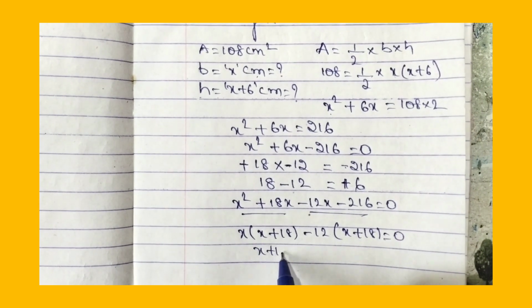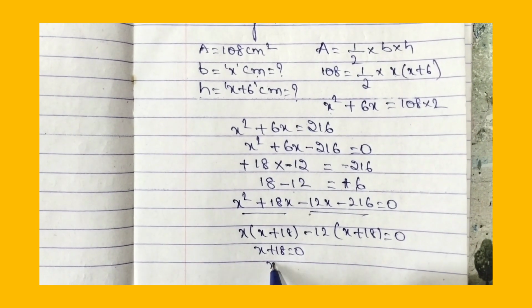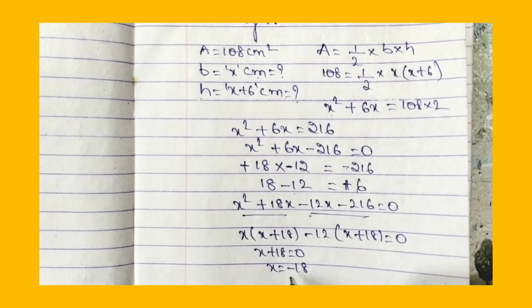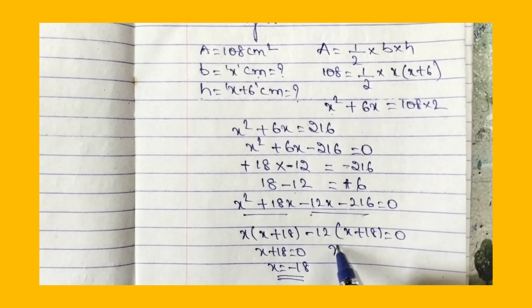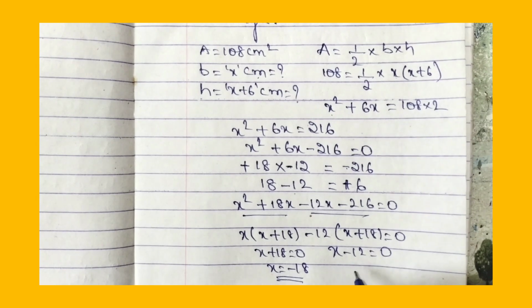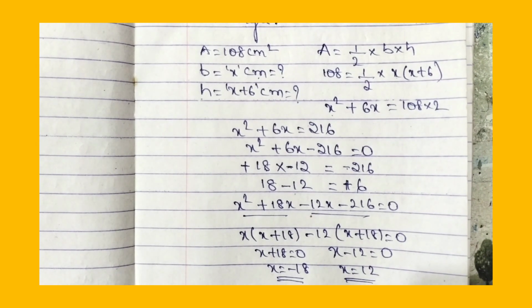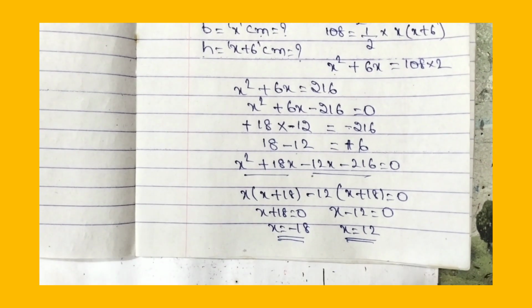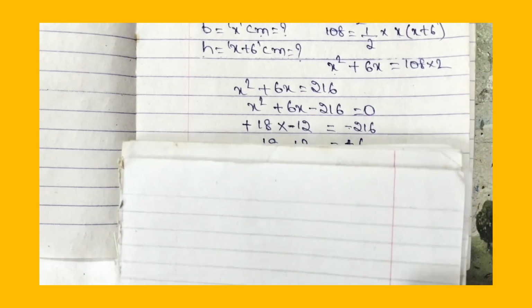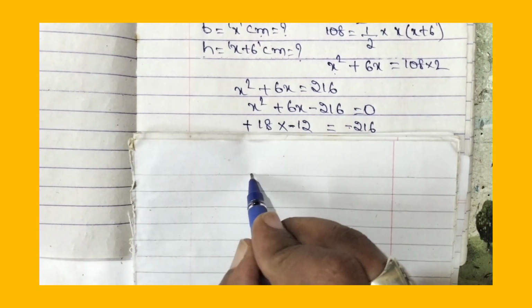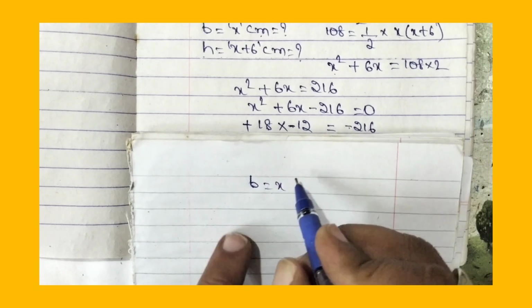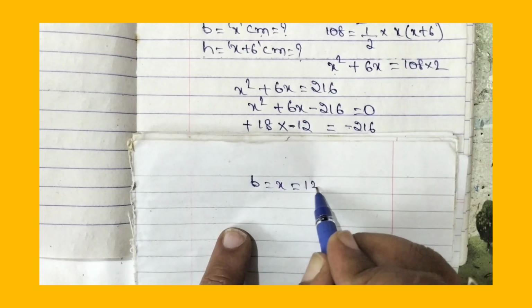So x plus 18 is equal to 0, x is equal to minus 18. Then x minus 12 is equal to 0, x is equal to 12. Now we have taken x as base, and the base will never be negative. So therefore x is equal to 12. Let us write here: base is equal to x, x is equal to 12 centimeter.